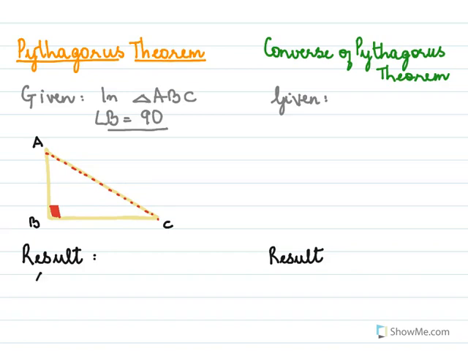The hypotenuse square, that is AC square, will be equal to the sum of the squares of the other sides, AB square plus BC square. This is the result.